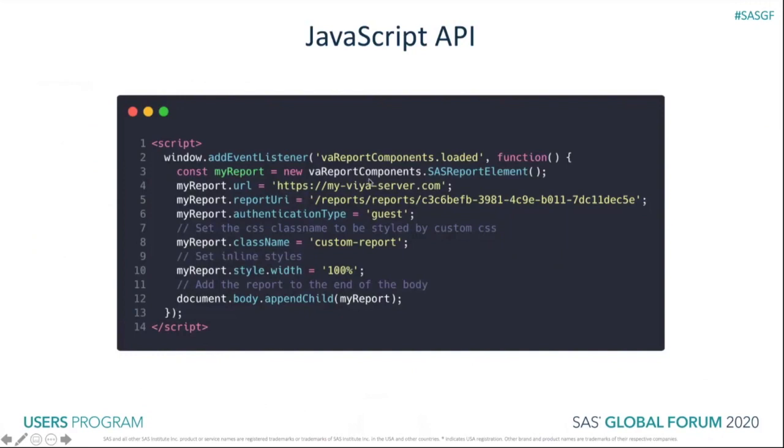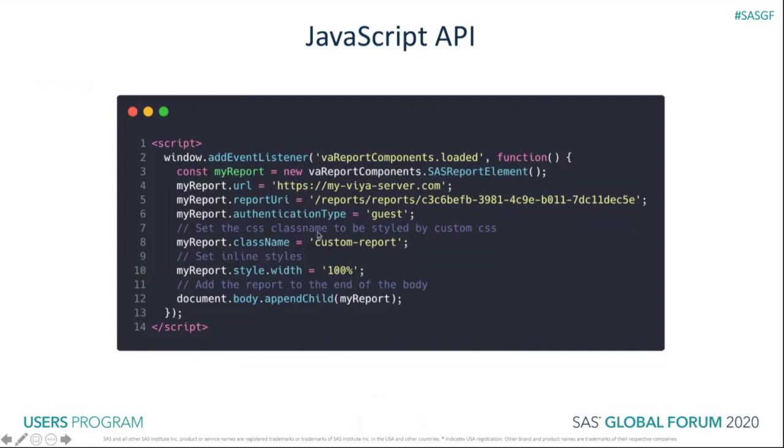And there's a really key bit here. On line 3, you see this object, VA report components. This is a global that is defined by the JavaScript library. And off of that lie all of our custom elements. So for the SAS report, you have the equivalent SAS report element, custom element. And on that, we've got the properties that mirror those properties that are available on the custom element tag. So things like line 4, you see myreport.url. Line 5, you've got report URI, authentication type. The same goes for SAS report page element and SAS report object element. Again, all these APIs can be seen in our documentation, and they're fully described there.